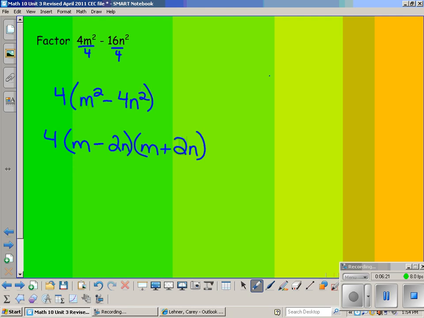If you forgot the difference of squares shortcut, 1 and 1 are your possible factors of 1. 2 and 2 are your possible factors of 4. We need them to add to 0, so I make 1 a negative. I'm dealing with m's on my first term, n's on my second term.